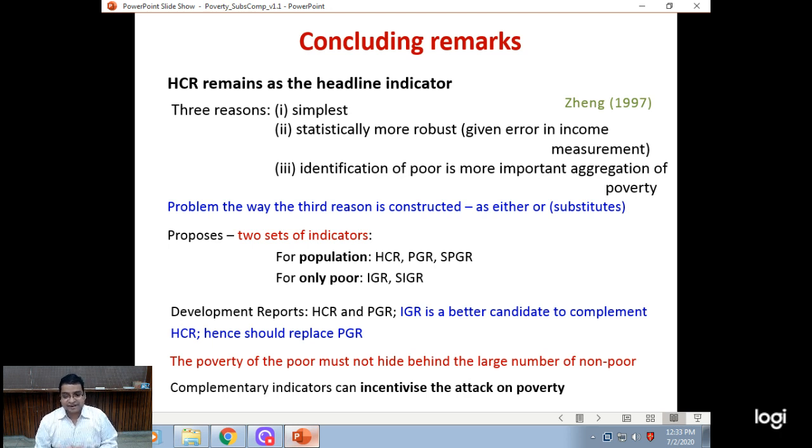IGR is a better candidate to complement HCR, and hence should replace PGR. We are trying to advocate that the poverty of the poor must not hide, as we saw in the case of Lithuania and Chile, where it was hiding behind the large number of non-poor. If we put up IGR as an indicator in the global reports, it can incentivize programs to attack poverty in a more effective way.